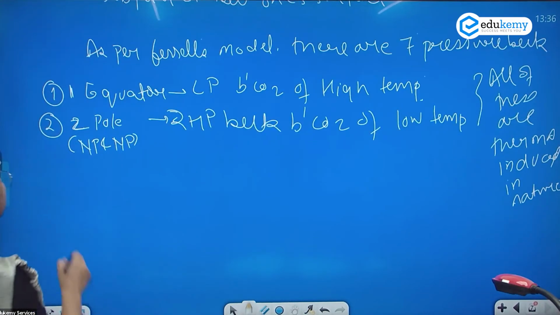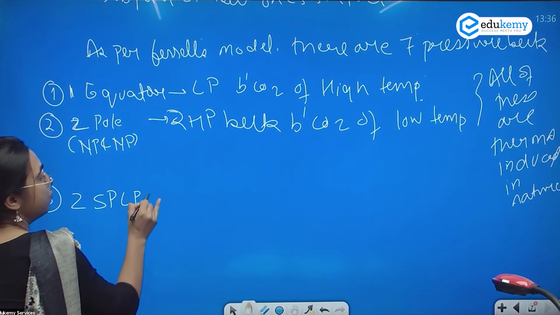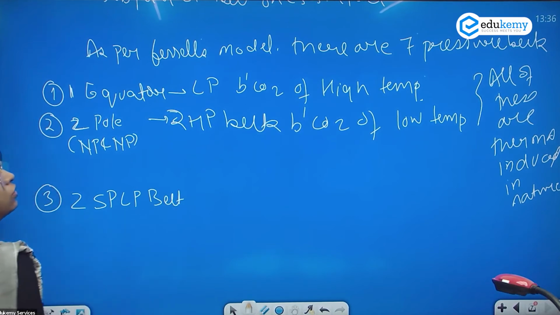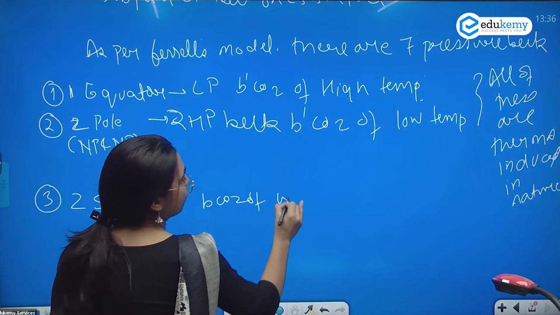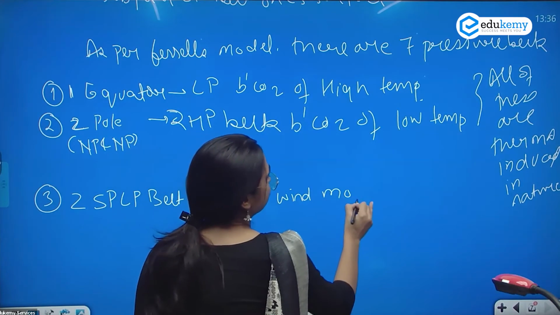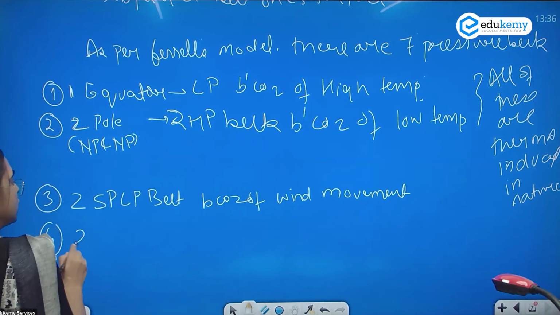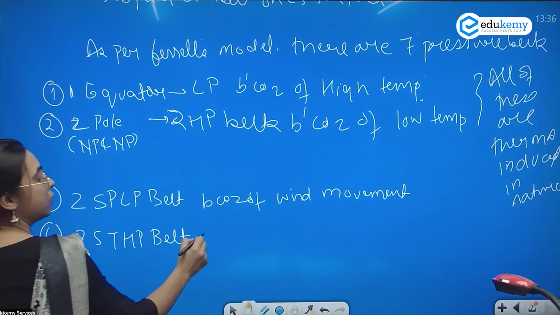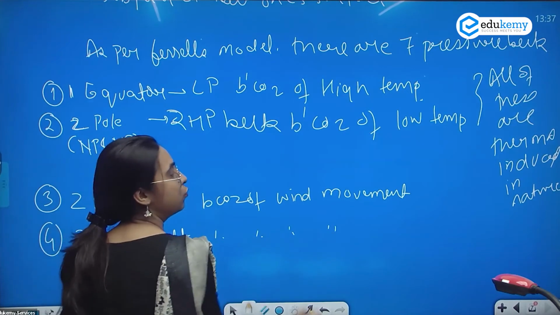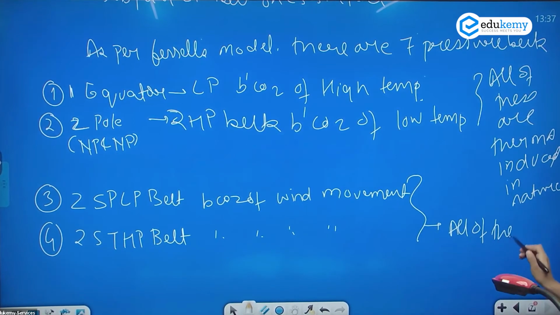Then write the third point. You have two subpolar low pressure belts because of the wind movement. And we have two subtropical high pressure belts, again because of the wind movement. And therefore, all of these are dynamic induced.